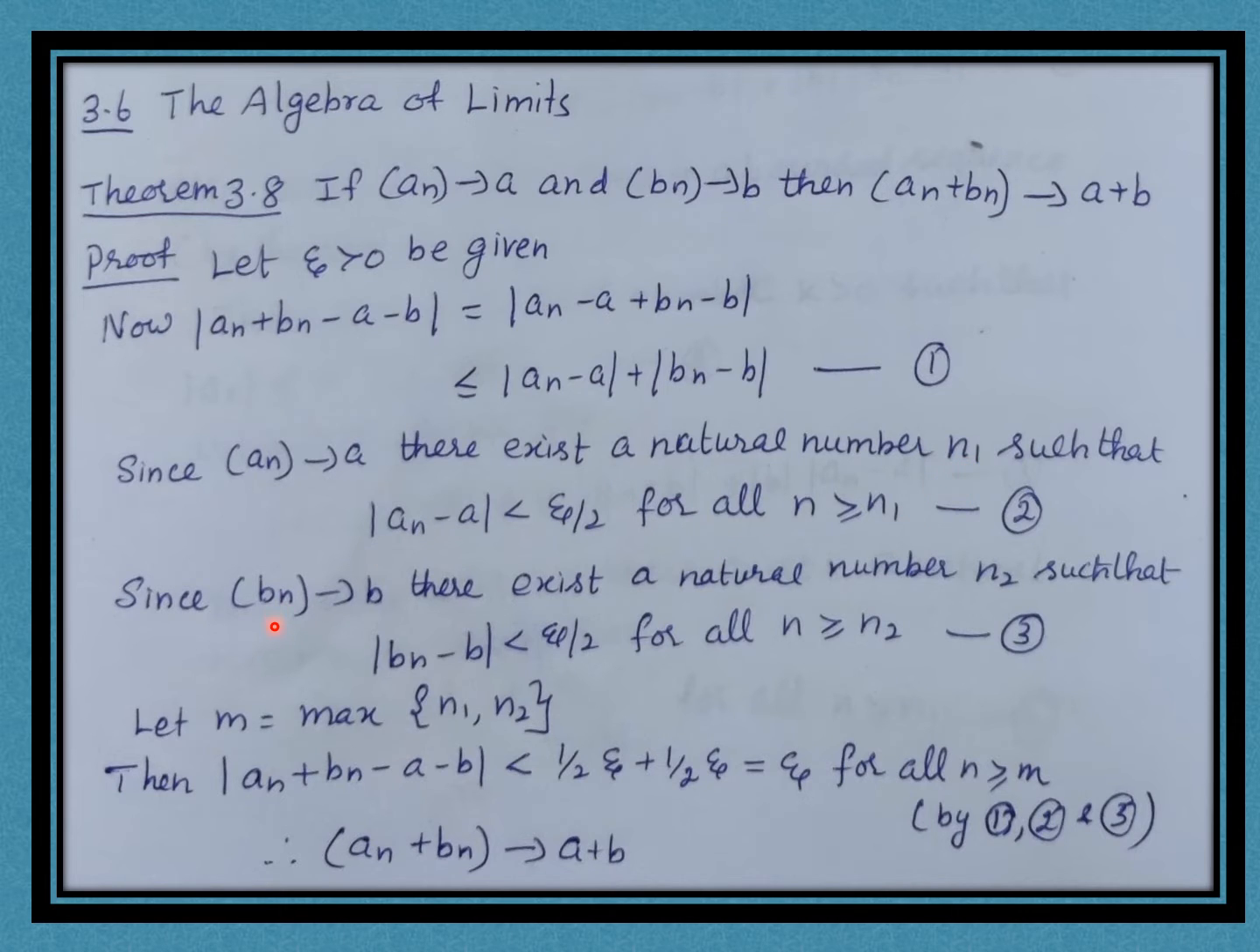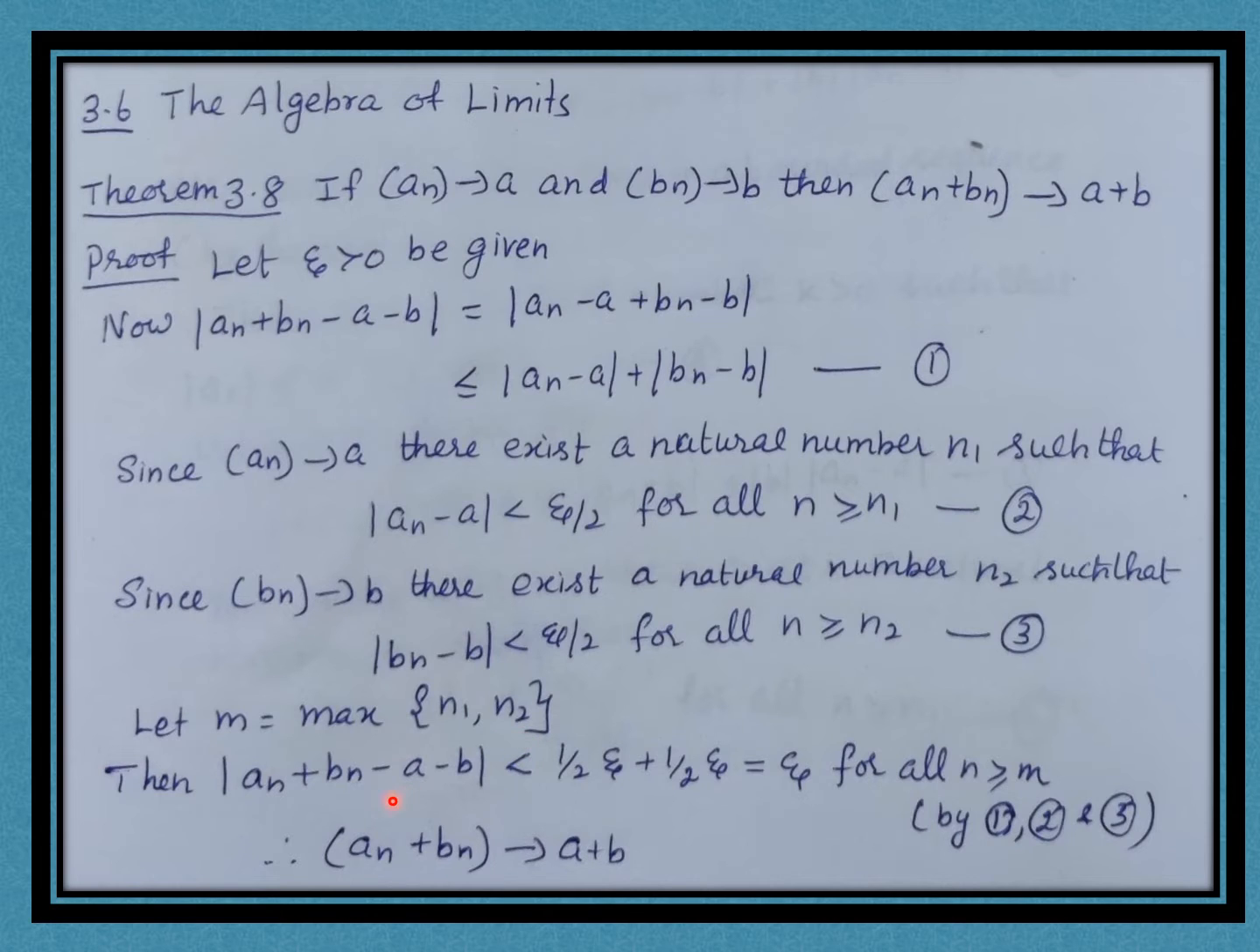Similarly, as sequence bn converges to b, there exists another natural number n2 such that the absolute value of bn minus b is less than epsilon by 2. This is true for all n values which is more than n2. Suppose I take the maximum of n1 and n2, that value will be a common value that is satisfying the result 2 and the result 3. So I am going to choose such a value m, which is the maximum of n1 and n2.